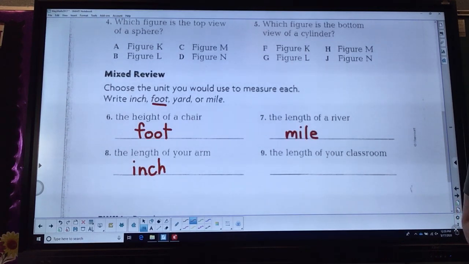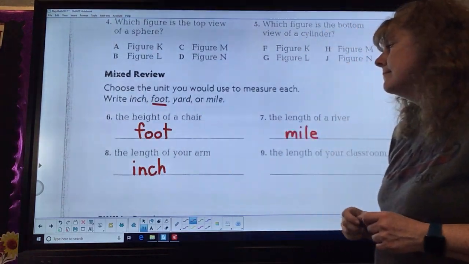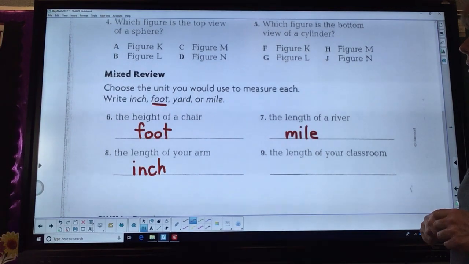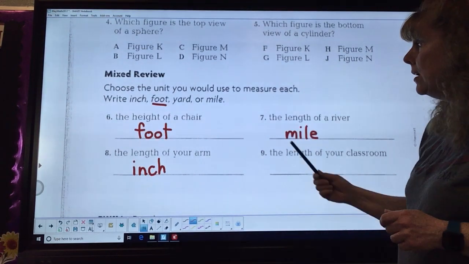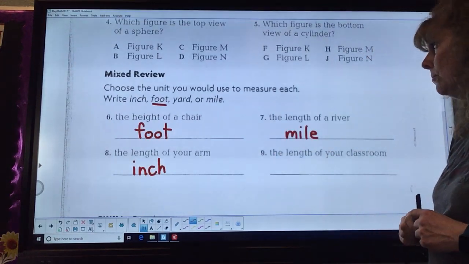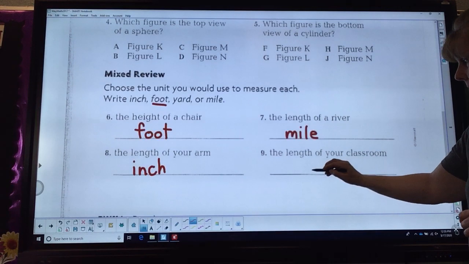And how about the length of our classroom? That's a long ways, isn't it? Okay, now here's where it gets tricky though. Inches, that'd probably be too short. A foot, that would probably be too short too. However, mile's going to be too big, so what do I have left? If you said yard, you were correct.